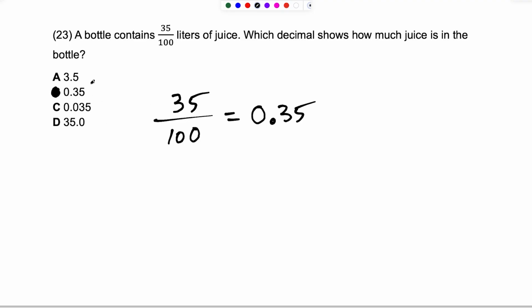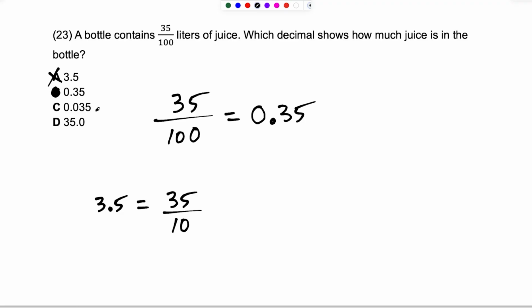Now, for the other answer choices, why are they no good? Well, 3.5 is actually equal to 35 divided by 10. So that's why this one is just not our answer. If it was, once again, 35 divided by 10, then we would wind up with 3.5. So that's why that one is no good.